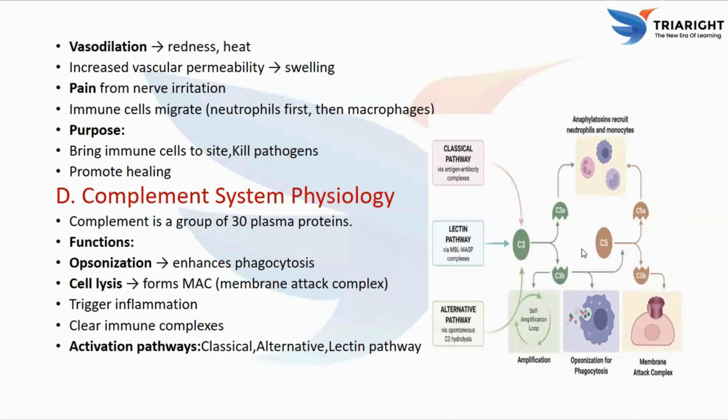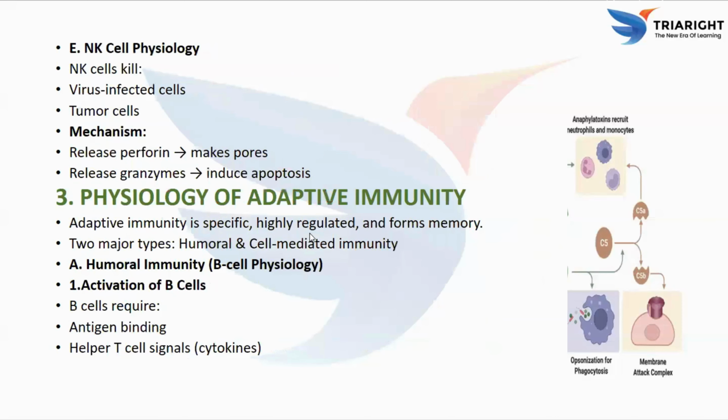So the diagram shows C5a going upward to recruit neutrophils and monocytes. Then MAC assembly, on the right side of the diagram. C5b interacts with C6, C7, C8 and C9. It forms a cylindrical channel in the microbe's membrane, which causes cell lysis. The diagram shows a purple pore inserted into the target cell membrane. So this is about the complement system physiology.